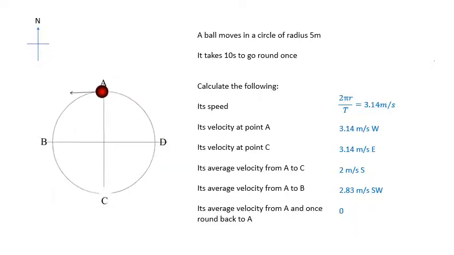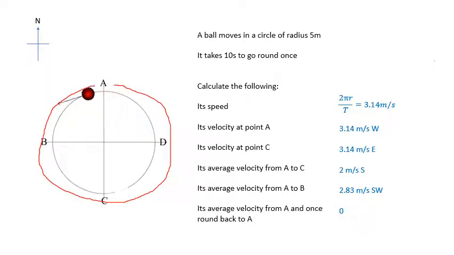Well, let's have a look. So it's speed. Now, speed is just the distance traveled divided by time. Now, the distance traveled is the circumference of the circle. And the circumference of a circle is 2 pi r, you should know. 2 pi r divided by the time it takes to do that, which is 10 seconds. So 10 pi divided by 10 is pi meters per second. 3.14 meters per second. That's its speed, which is constant. So I don't need to say average.